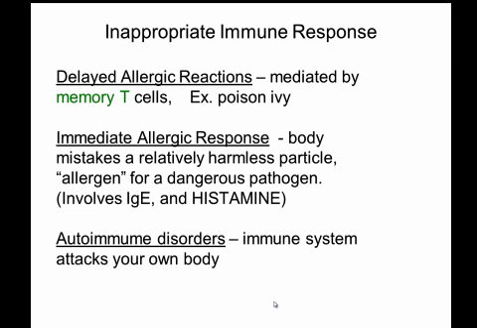There are some other inappropriate responses where the immune system attacks our own body. These are autoimmune disorders. So again, it is mistaken identity, but in this case, it is our own body, our own cells and tissues which fall under attack. Some examples of autoimmune disorders: rheumatoid arthritis, diabetes, multiple sclerosis. There are a number of situations where our immune system can mistakenly attack our own body.